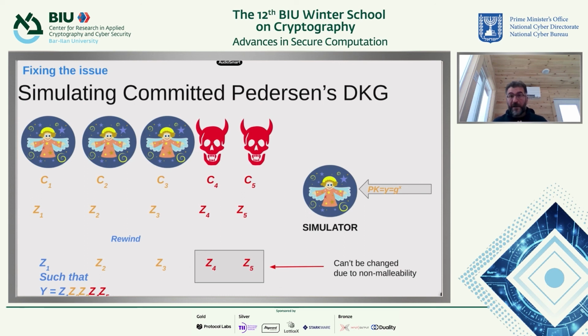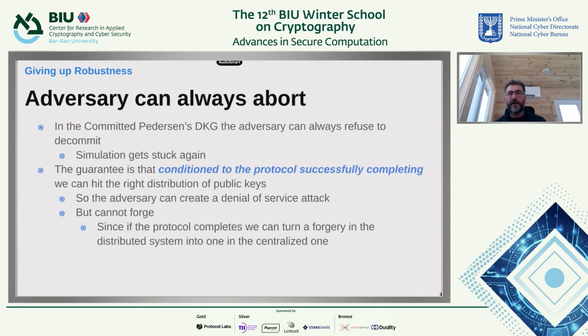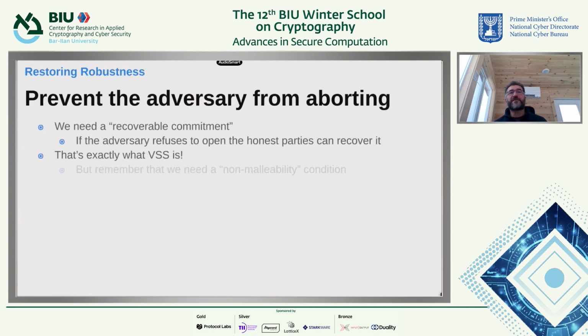But what if I want robustness? What if I want that there is no abort? That once the protocol starts, it has to end. Then you want to make sure that these values Z4 and Z5 are recoverable, even if the adversary does not open them. So we're going to do this VSS. But why do we need two VSS?